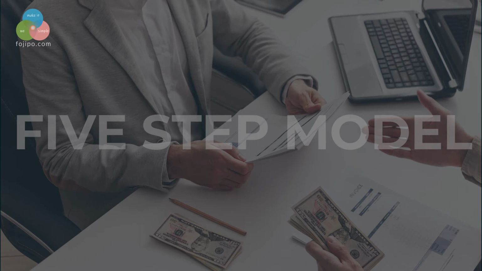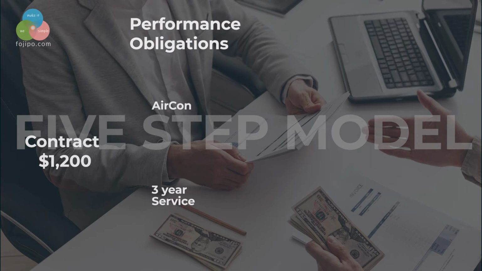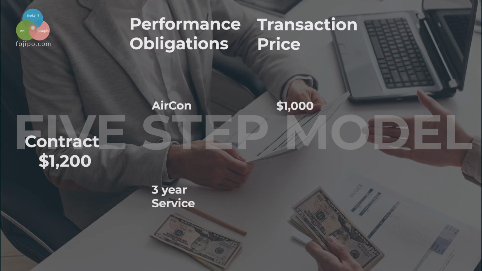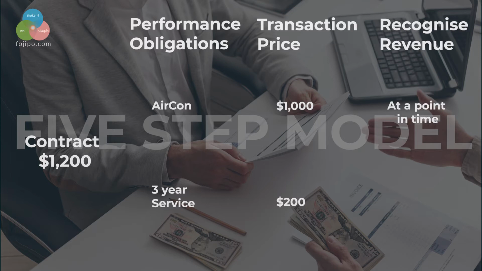In the 5-step model, in step 1, we identify the contract. In step 2, we determine the performance obligations. In step 3, we determine the transaction price. In step 4, we allocate the transaction price to each performance obligation. And finally, in step 5, we recognize revenue, which can be either at a point in time or over a period of time, depending on how performance obligations are satisfied. We are done with the quick recap of part 1. Let's dive into part 2 now.